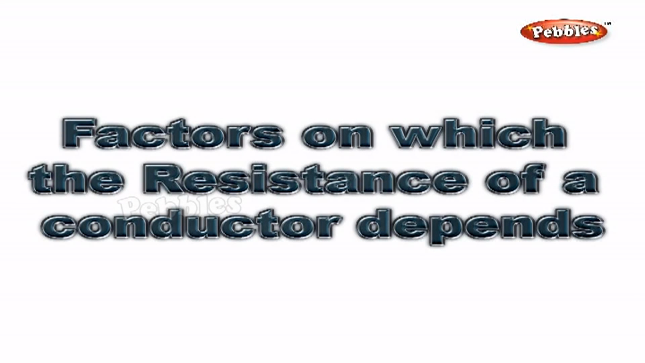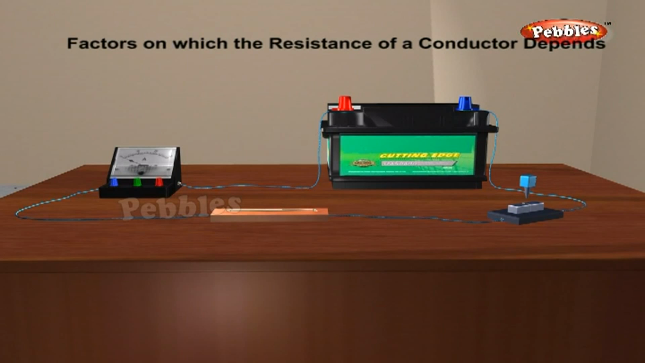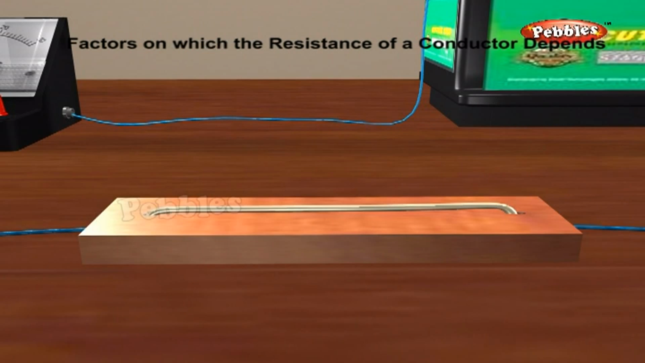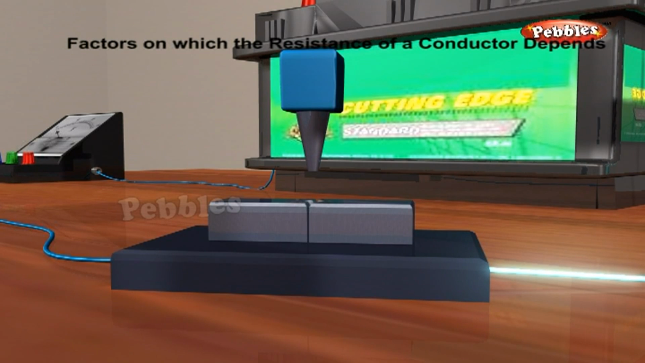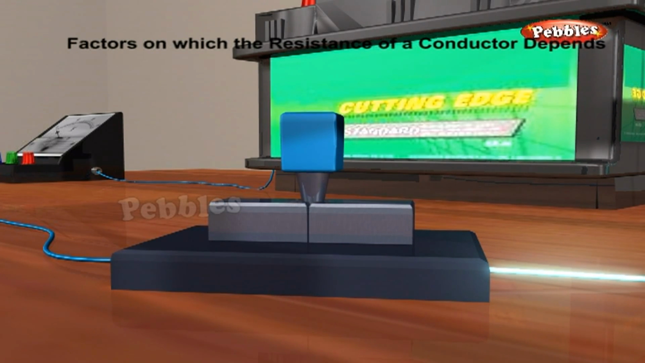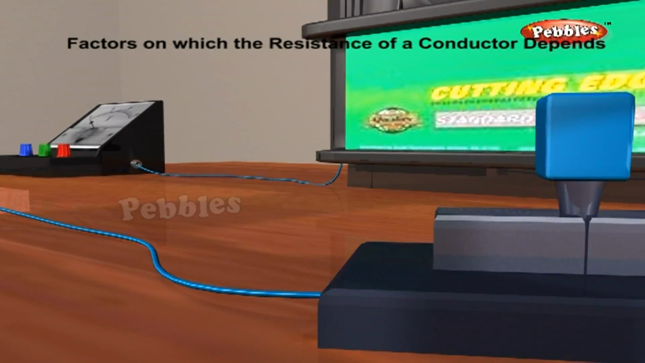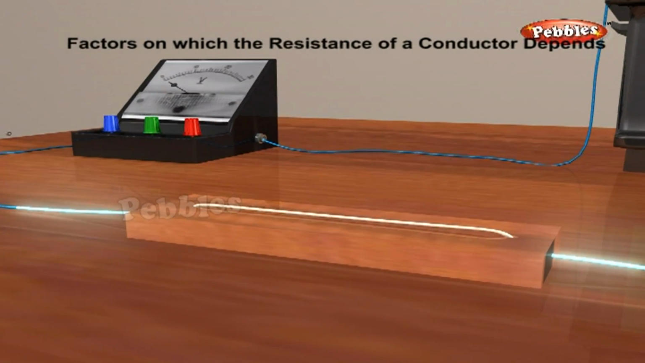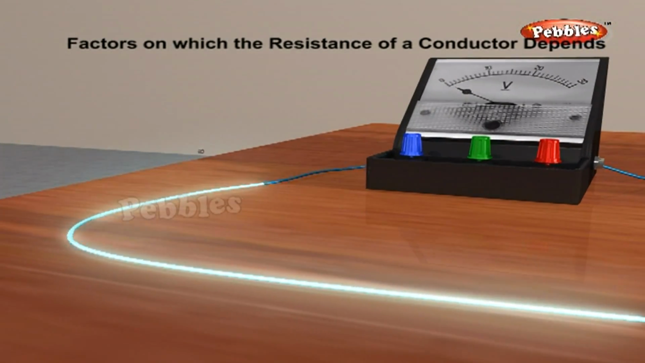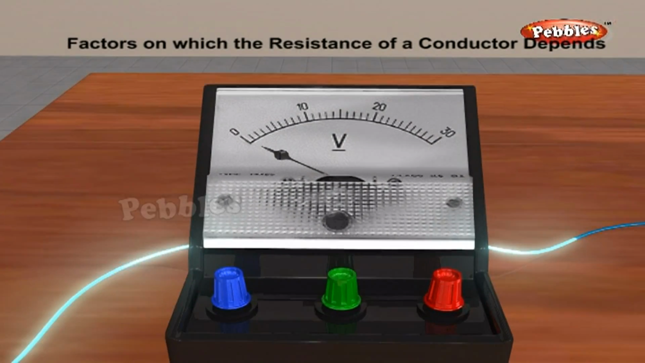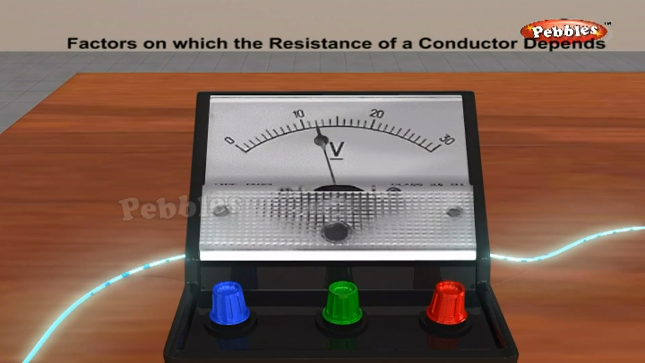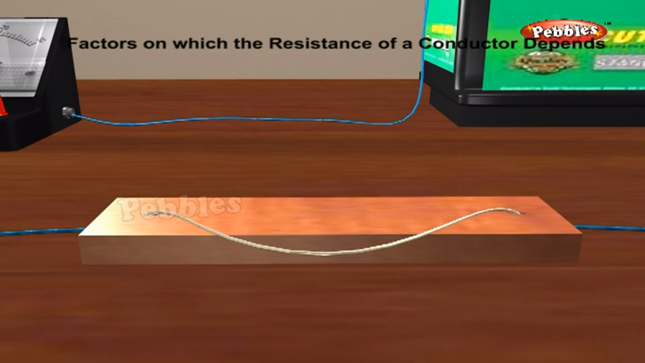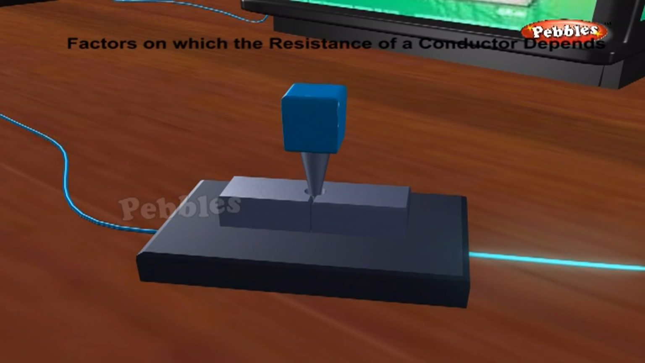Factors on which the resistance of a conductor depends. Activity: complete an electric circuit consisting of a cell, an ammeter, a nichrome wire of length L, and a plug key. Now plug the key. Note the current in the ammeter. Replace the nichrome wire by another nichrome wire of the same thickness but twice the length, that is 2L.